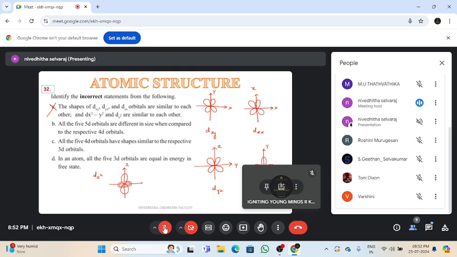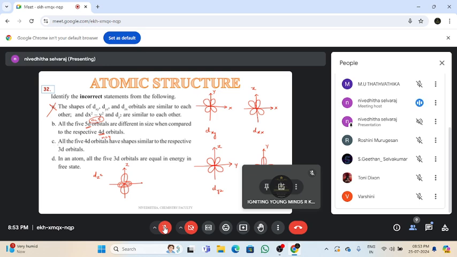Okay. And how about the second option? All the 5d orbitals are different in size when compared to the respective 4d orbitals. Definitely, because here the principal quantum number is 4 and here the principal quantum number is 5. Since this is higher energy, the size of 5d orbitals will be greater than 4d orbitals. So this statement is right.